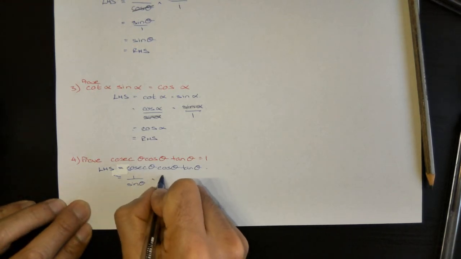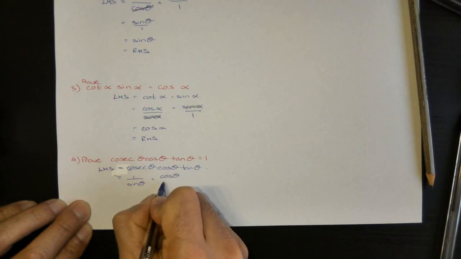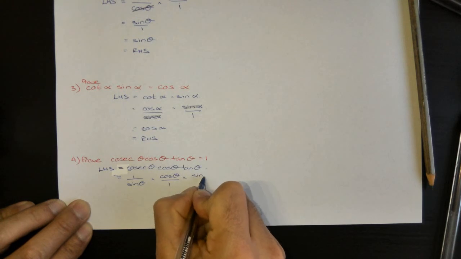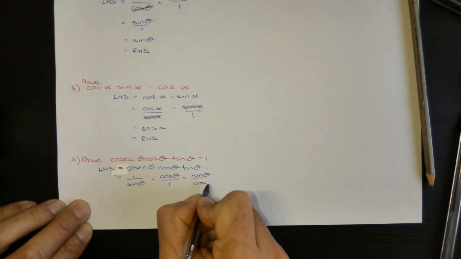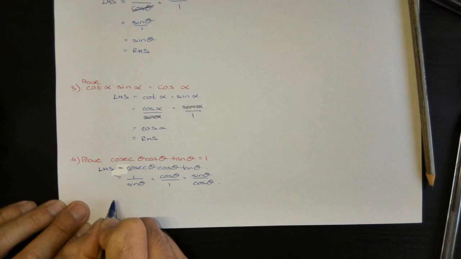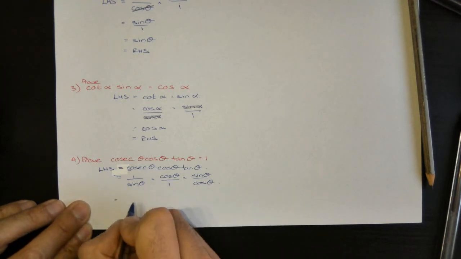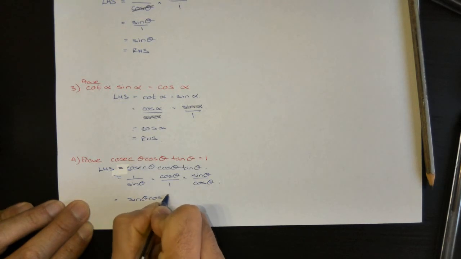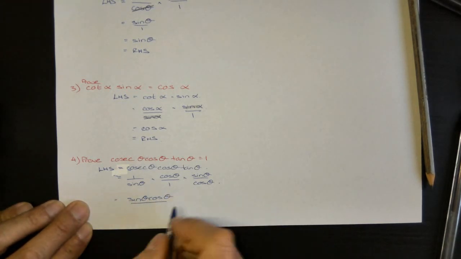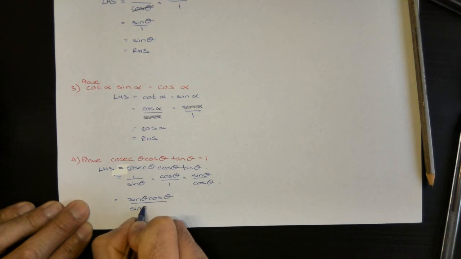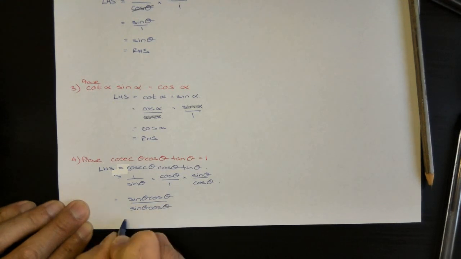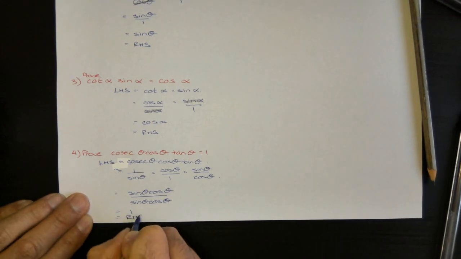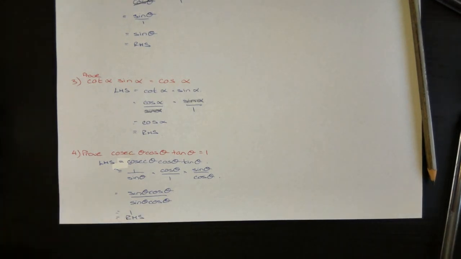Cos, let's just keep it as cos. And tan is sine theta over cos theta. Okay. Multiplying all the tops together, I'll put the sines first, we get sine theta cos theta. Multiplying the bottoms, we get sine theta cos theta. Well, that equals 1, which equals the right-hand side as well. Okay, and that's it. Thank you very much.